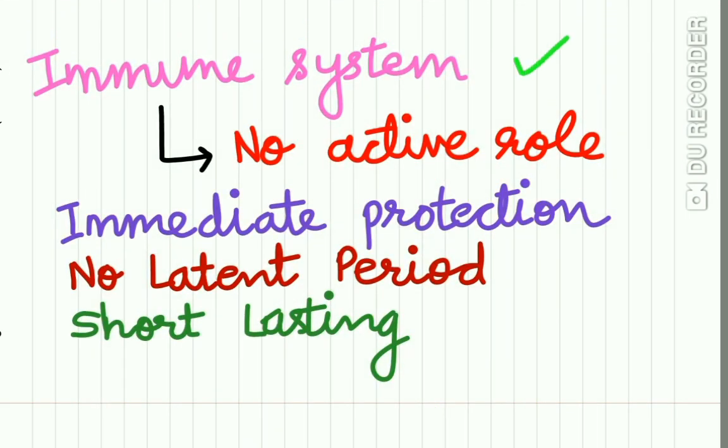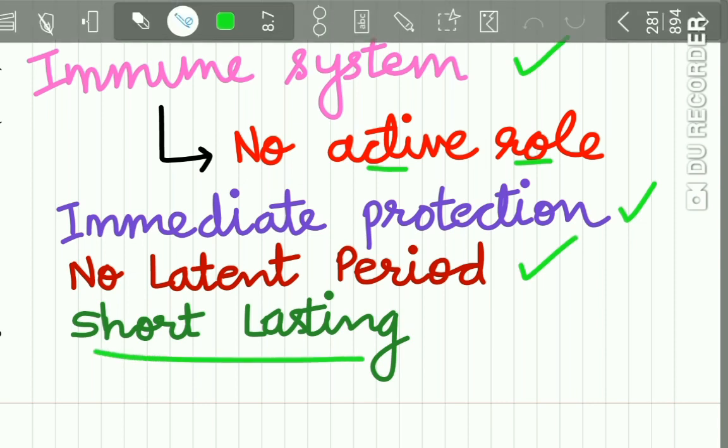Now, the immune system has no active role in passive immunity. This passive immunity provides immediate protection against any infection, there is no latent period, but this passive immunity is short lasting.